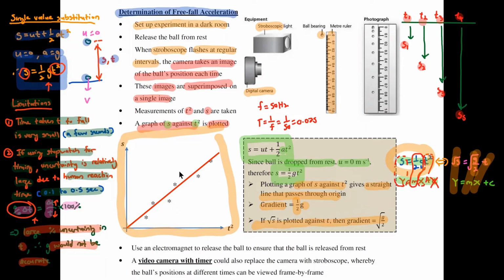Further improvements that can be made to the experiment include using an electromagnet to ensure that the ball is released from rest, and instead of a camera with stroboscope, we could use a video camera with timer, so that the ball's position at different times can be viewed frame by frame.